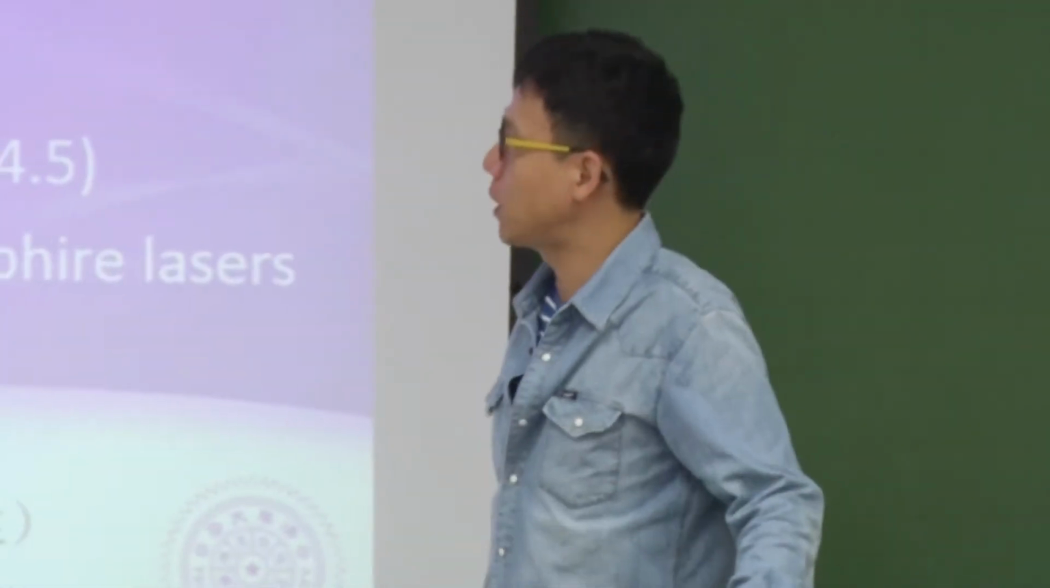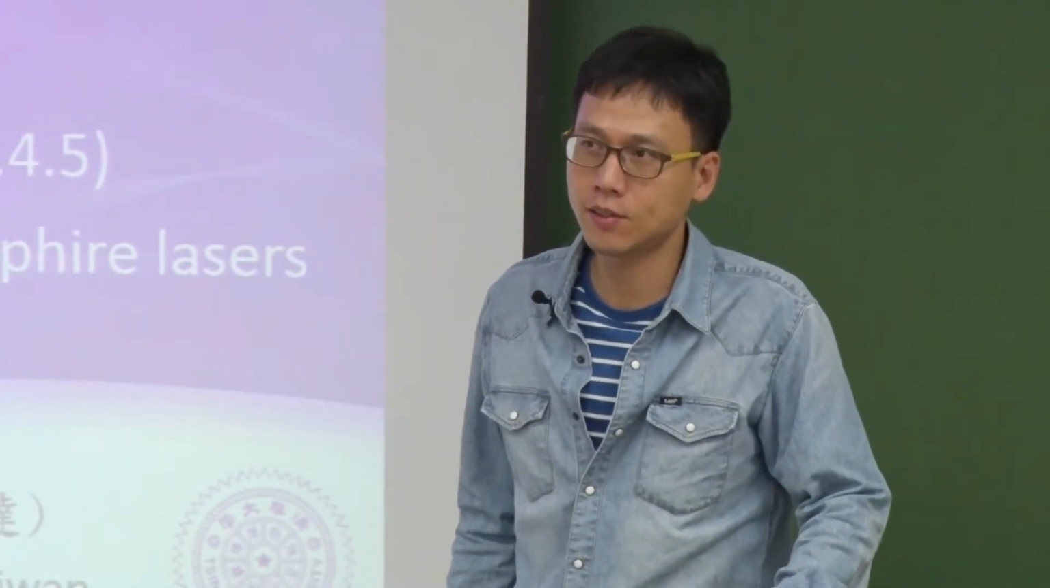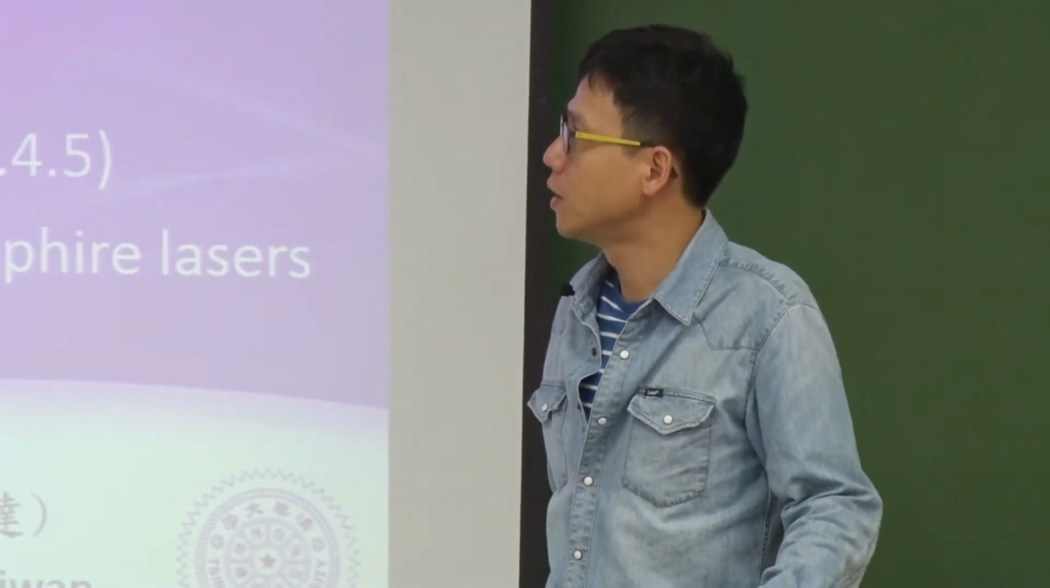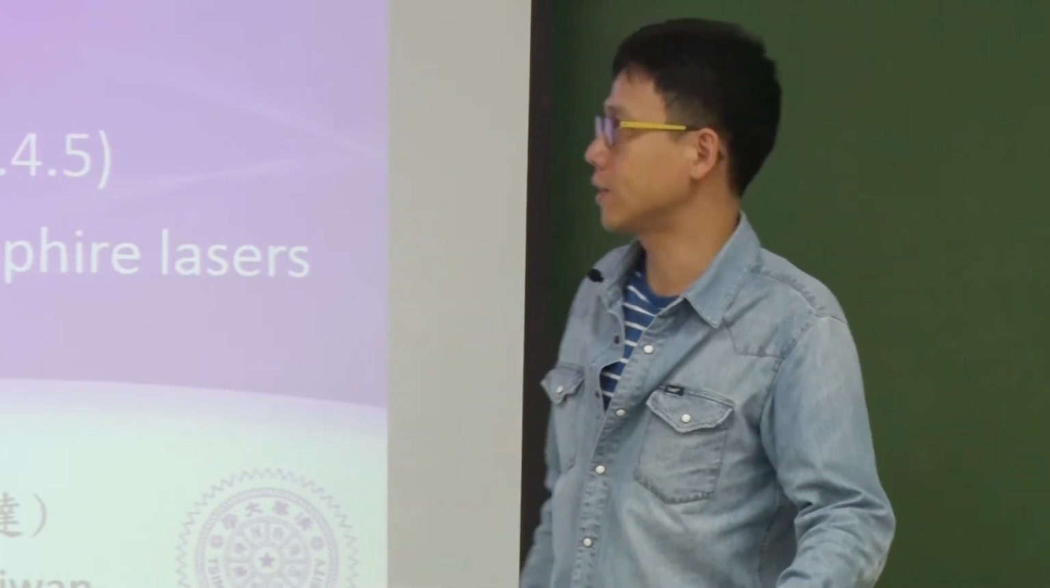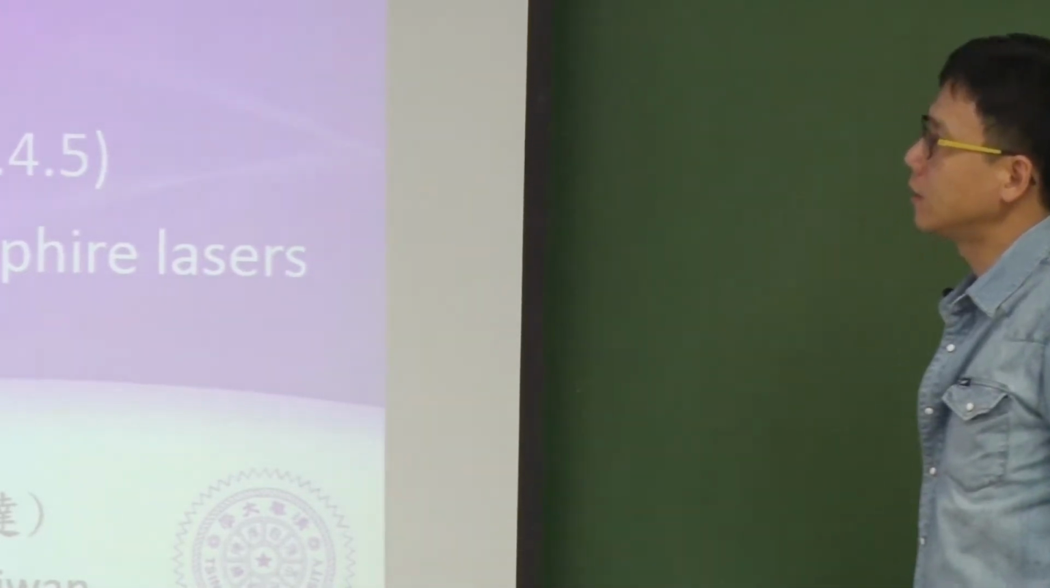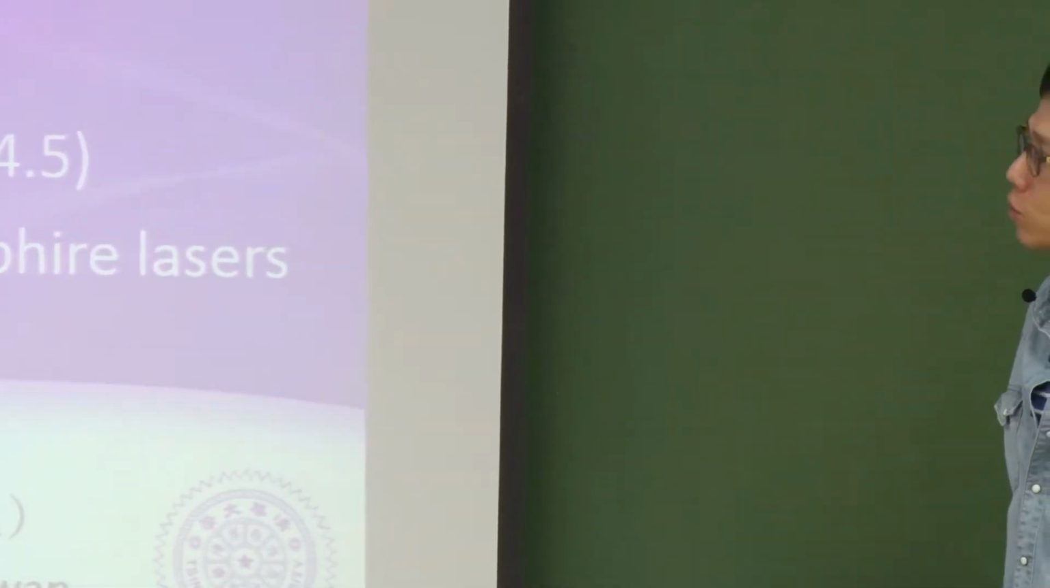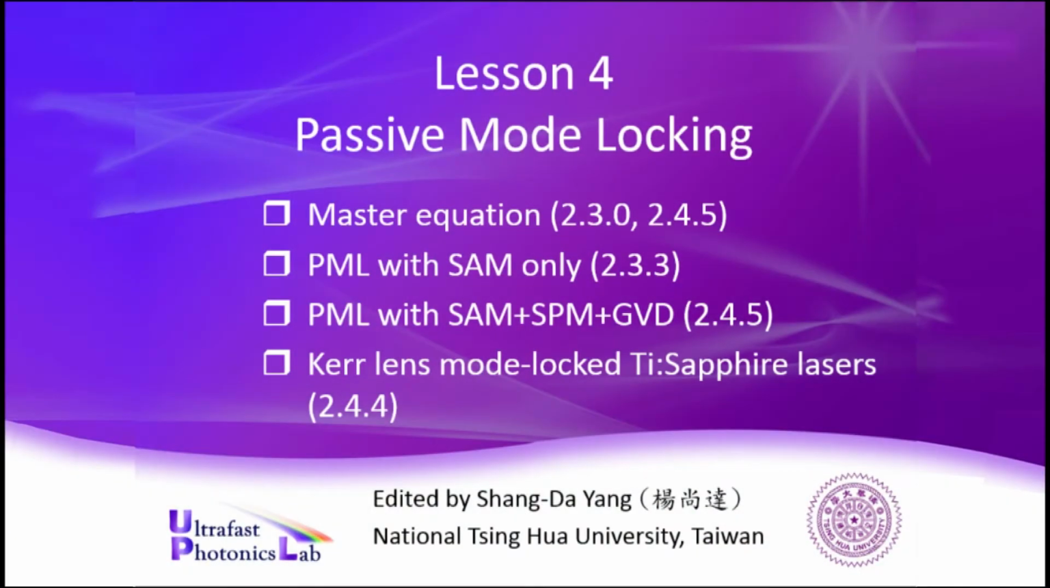Lesson 4 is about passive mode locking, the second category of post-generation techniques. I divide this lesson into 4 sections, starting with derivation of the master equation, the governing differential equation that allows us to calculate the steady-state pulse in a passive mode locked laser.